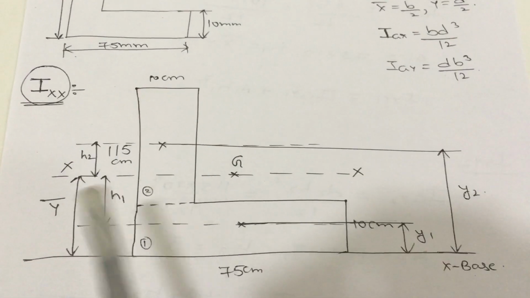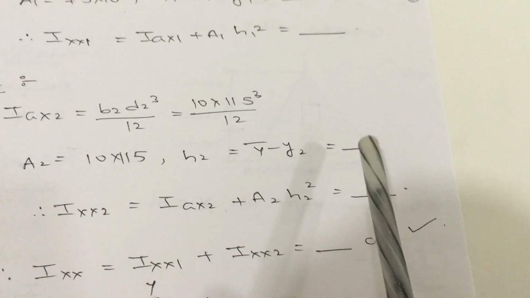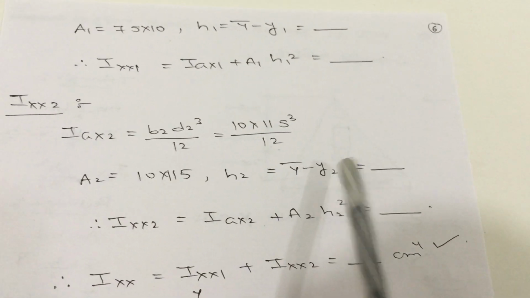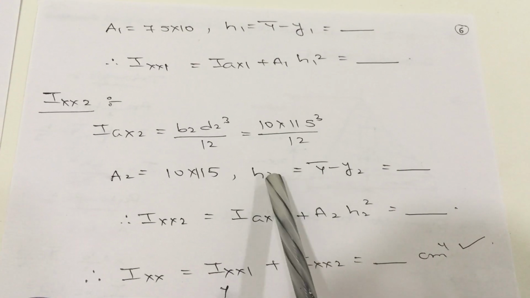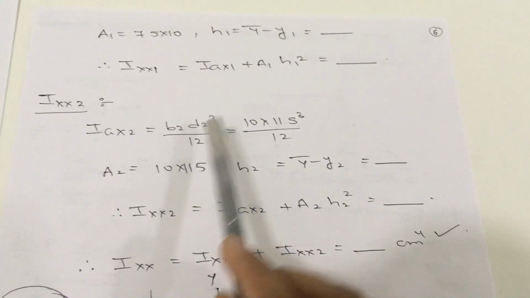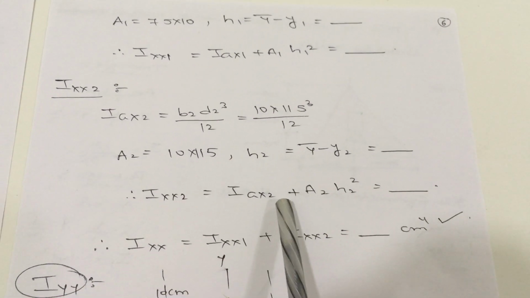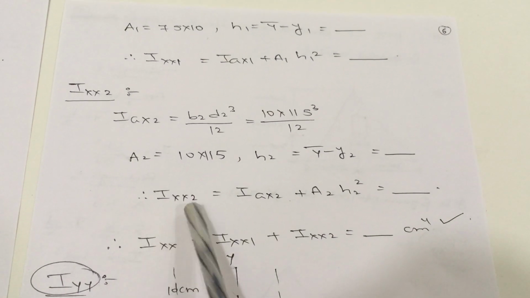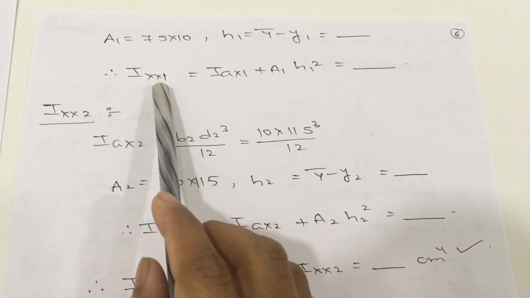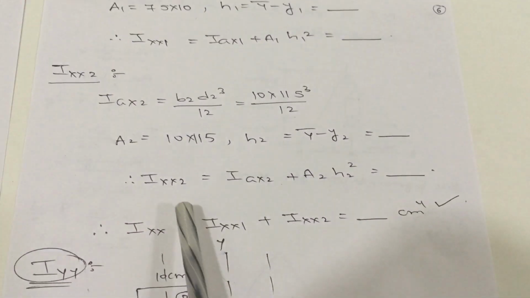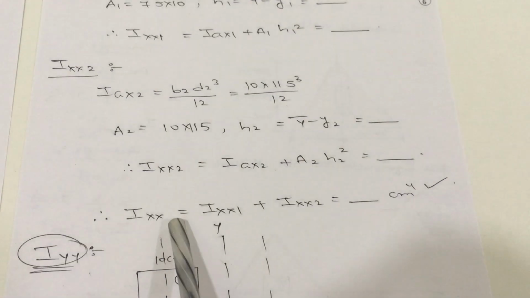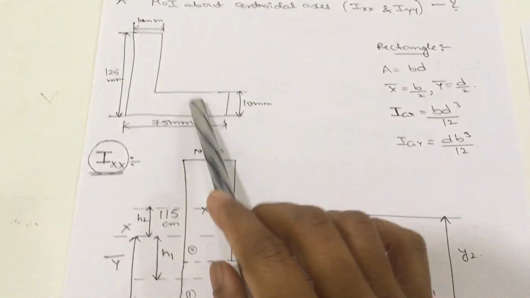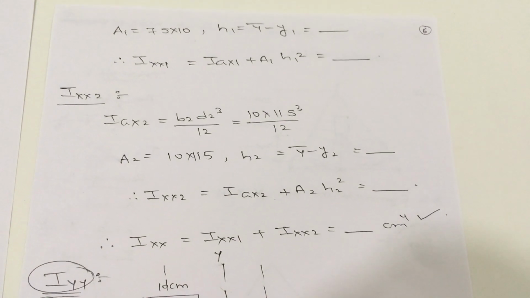In this problem, y2 is the bigger value and y bar is the smaller value. So here it is y2 minus y bar actually. Bigger number minus smaller number, so you will get the positive value for the h2 value. Next, substitute all these values in the parallel axis theorem formula and you will get the Ixx2 value. Now we have the Ixx1 value and the Ixx2 value. By adding these two values, we will get the total Ixx value for the complete L section.